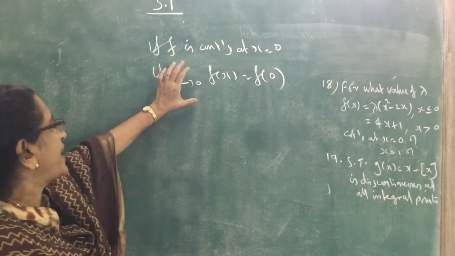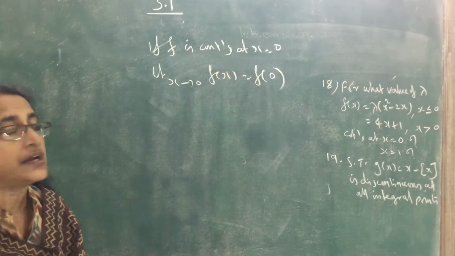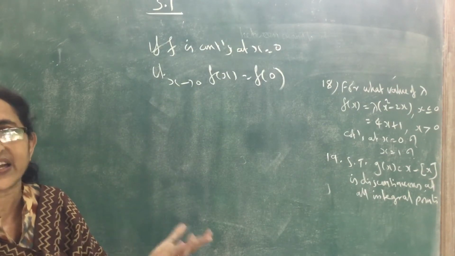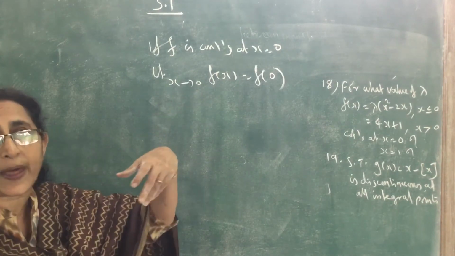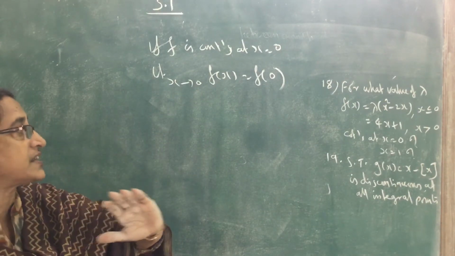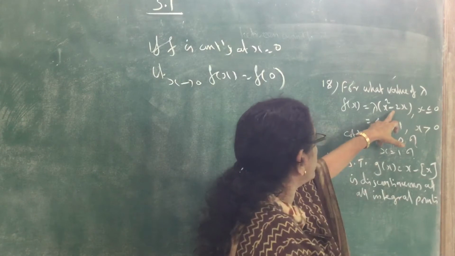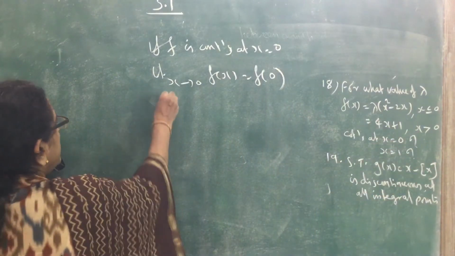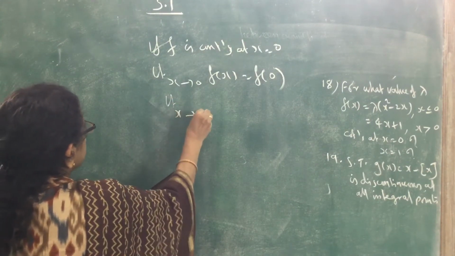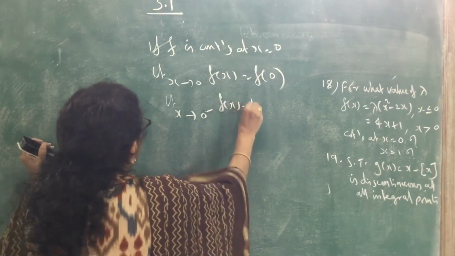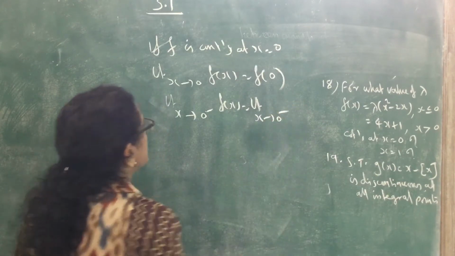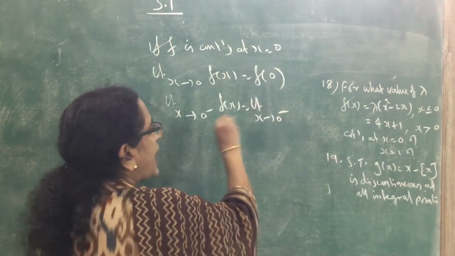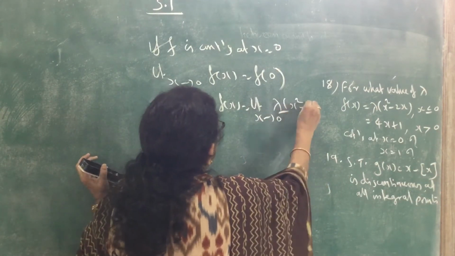Now we want to find the left side and right side limits. X tends to 0 means when x less than 0 and x greater than 0. When x less than 0, one value; x greater than 0, another value. So we have to find both left and right limits. Limit x tends to 0 minus f of x equal to limit x tends to 0 minus. X less than 0, f of x is lambda into x square minus 2x.